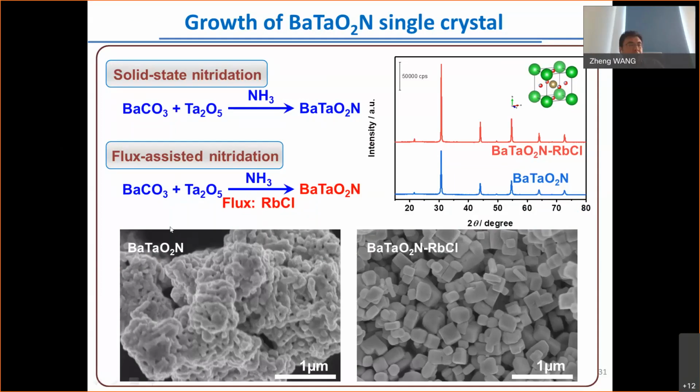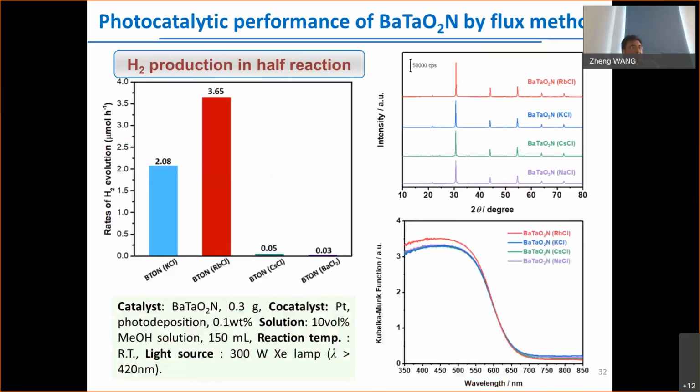We introduced alkali metal chloride as flux into the nitridation process. With the assistance of the flux, barium tantalum O2N crystals grow well in the short-term nitridation, and the obtained sample had high crystallinity and uniform particle size without aggregation, indicating the structure and band gap defects decreased a lot. Among the various samples fabricated with different fluxes, the rubidium chloride assisted barium tantalum O2N exhibited the best photocatalytic activity for hydrogen production from the methanol solution under visible light irradiation. Therefore, we selected this sample fabricated with rubidium chloride to investigate the effect of co-catalyst modification.